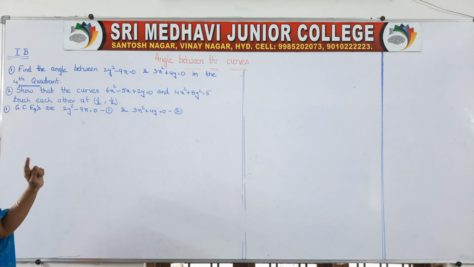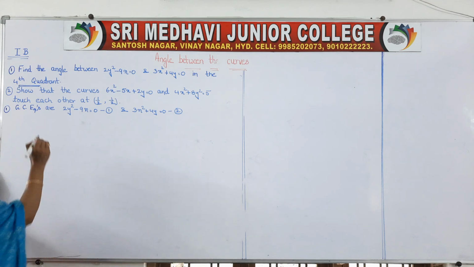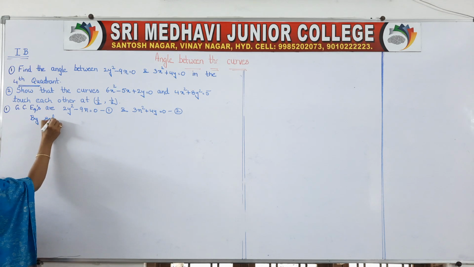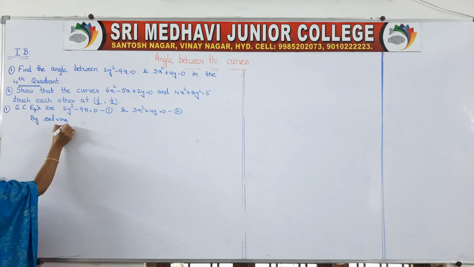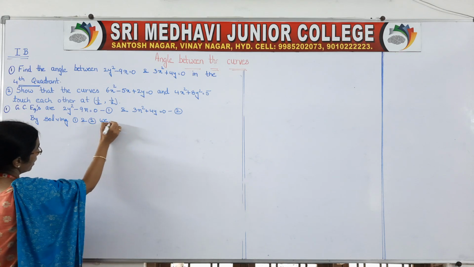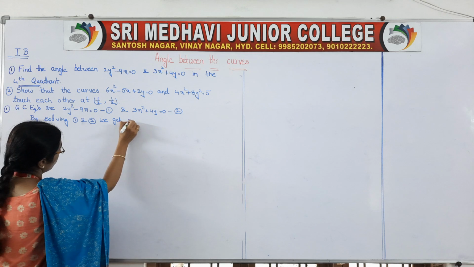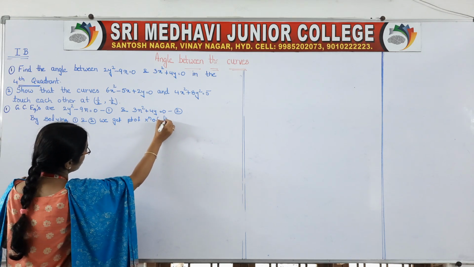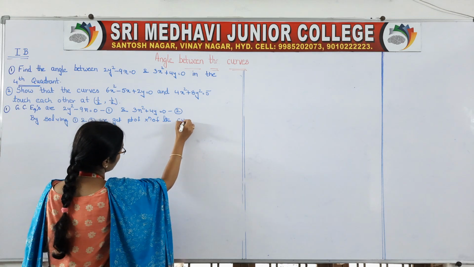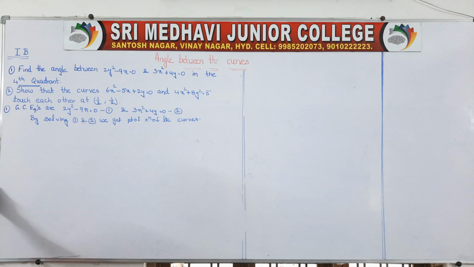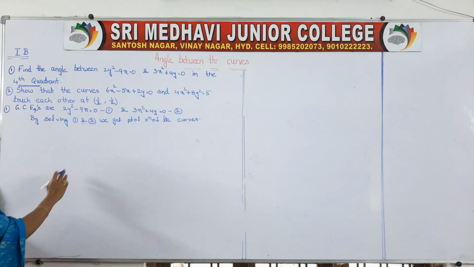By solving 1 and 2, we will get the point of intersection of the curves. By solving all problems we did it like this only, isn't it? So how will we solve these equations?